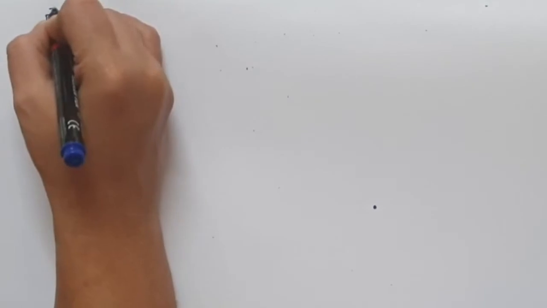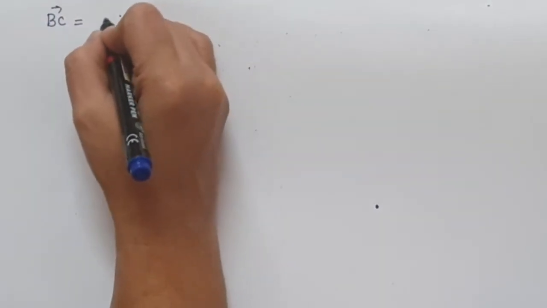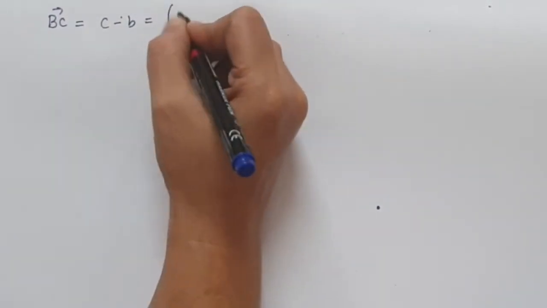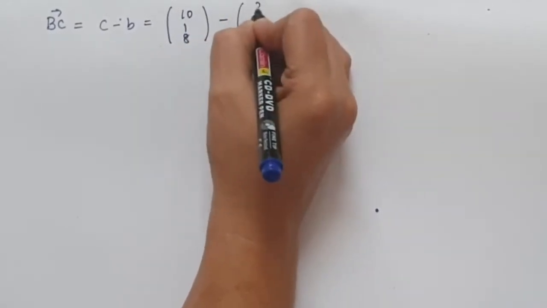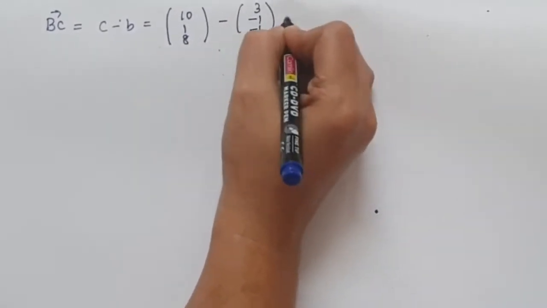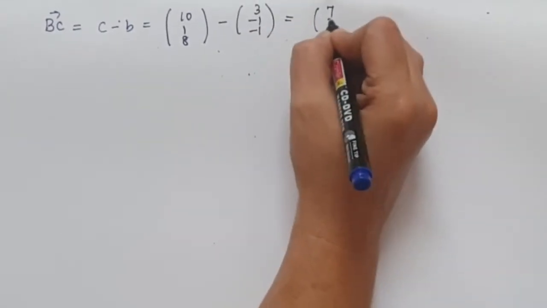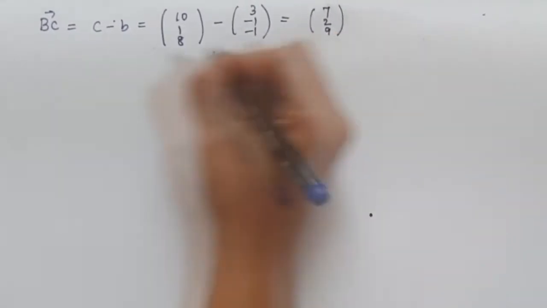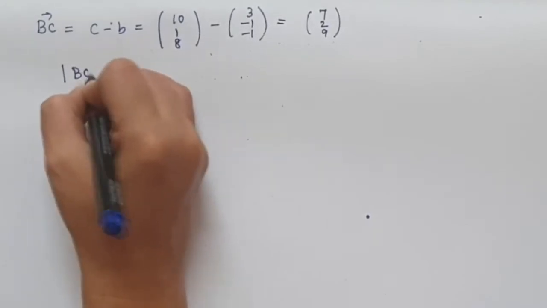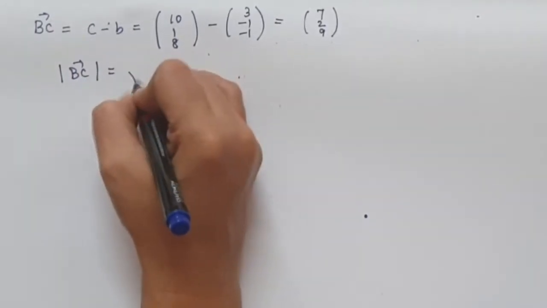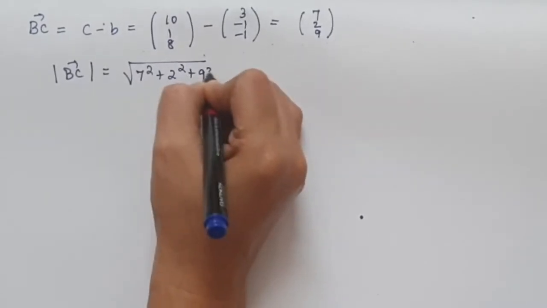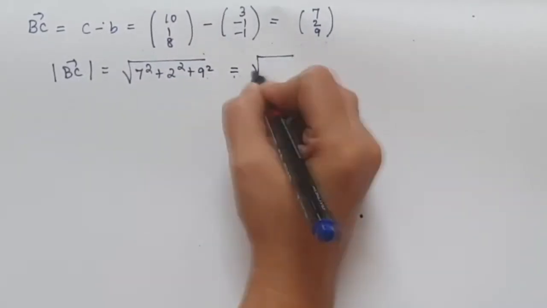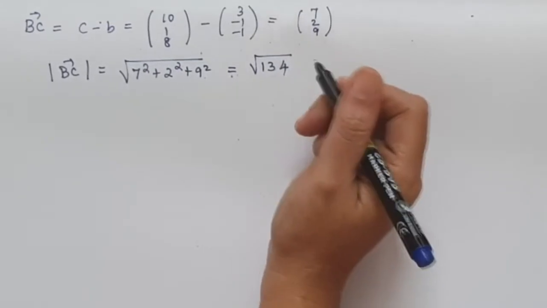The next thing, we'll find out vector BC. Vector BC is C minus B. So it will be 10, 1, 8 minus 3, minus 1, minus 1. When we simplify this, we get 7, 2 and 9. So the magnitude of the vector BC will be equal to the square root of 7 squared plus 2 squared plus 9 squared. When we simplify this, we get our answer as square root of 134.